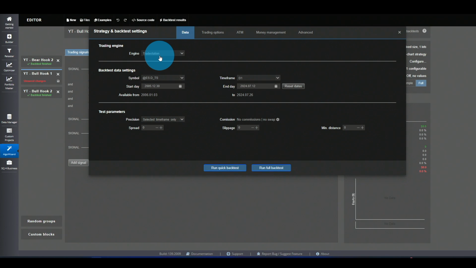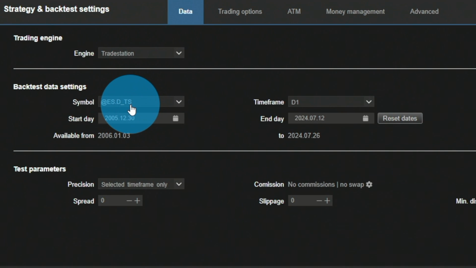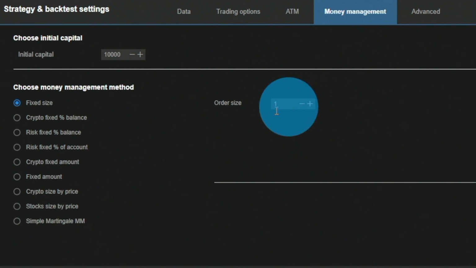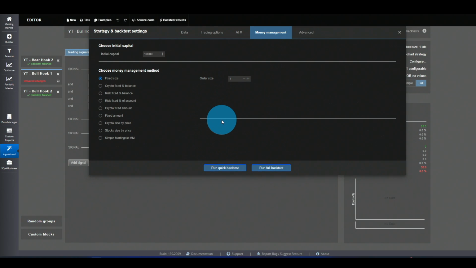And I'm using the TradeStation engine with ES.D data. So ES.D is the S&P 500 E-mini futures. We have the data here since 2006, and we are using a fixed contract to trade, no slippage and commission. This is just testing. So let's run a full backtest.